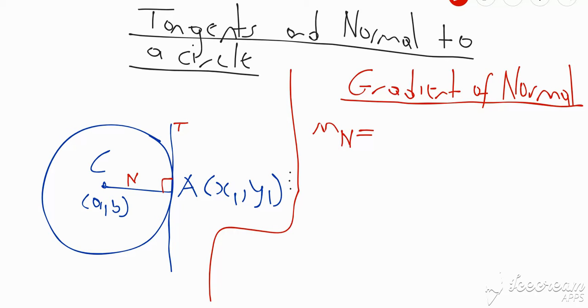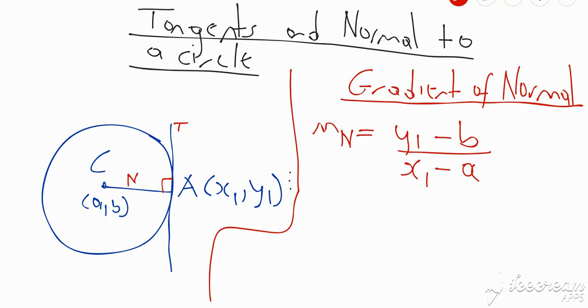Now, of course, we know the formula for finding the gradient already, as we know it is y2 minus y1 over x2 minus x1. So in this case, using these two set of points, I'm going to have y1 minus b over x1 minus a. And once you have the gradient, you can use any point that the normal passes through to find the equation. So we're not going to look at the equation yet.